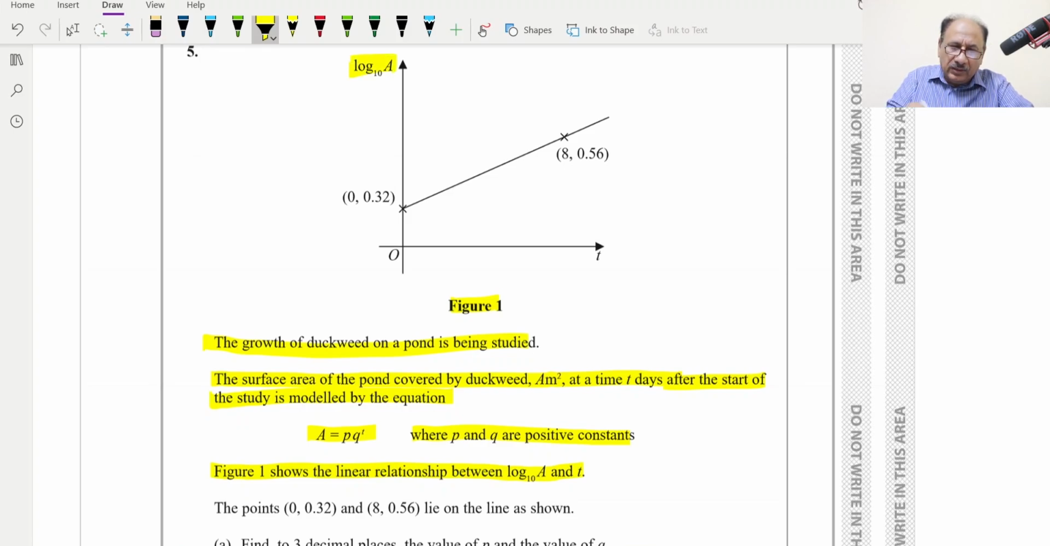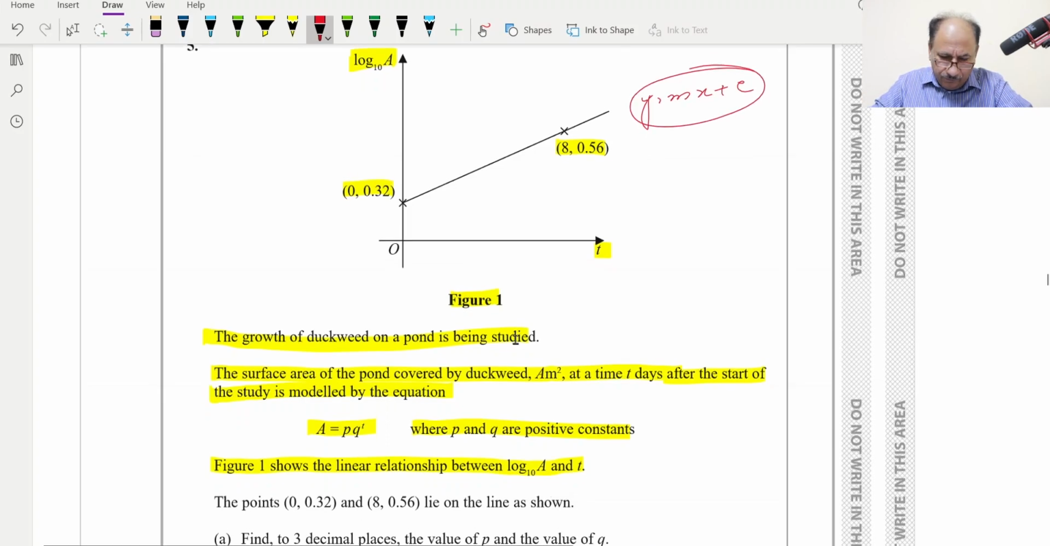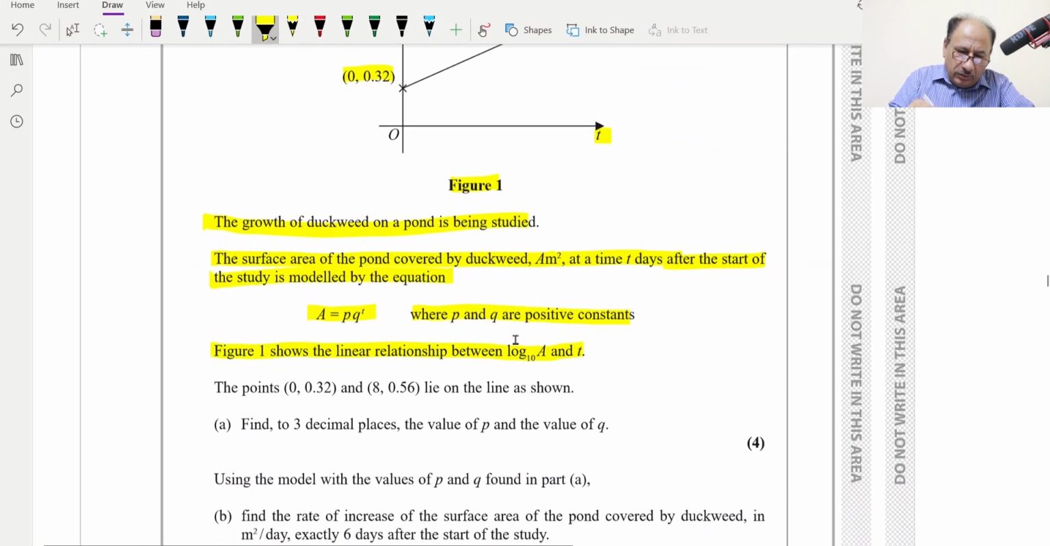This is log with base 10 A, and this side is t value, and these are the points at the initial point, and after some time this is another point, and this is the straight line, and we know a straight line has the equation y is equal to mx plus c. Now these 2 points lie on the line as shown. Find to 3 decimal places the value of p and q. So this is a 4-mark question. We have to find the value of p and q.